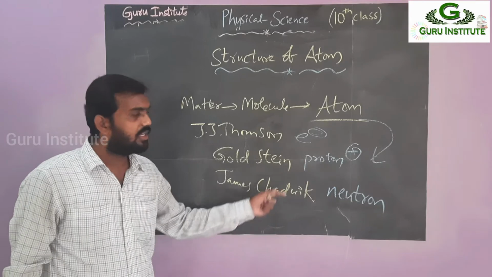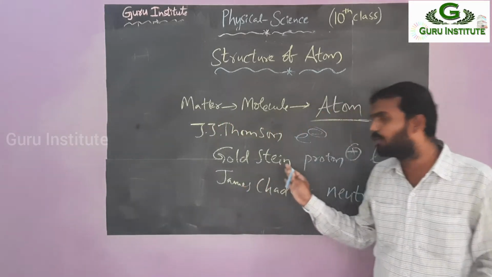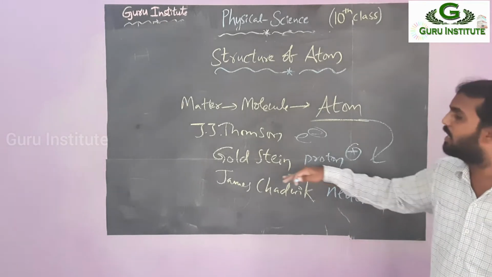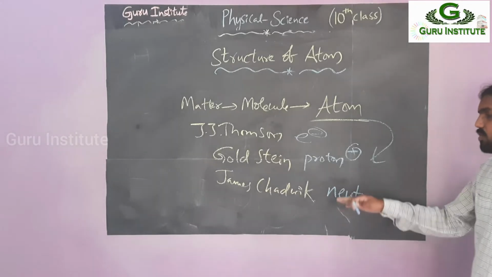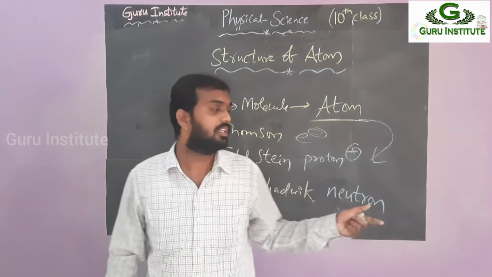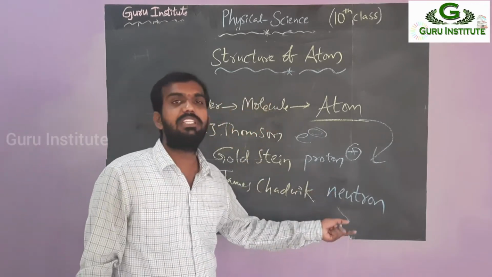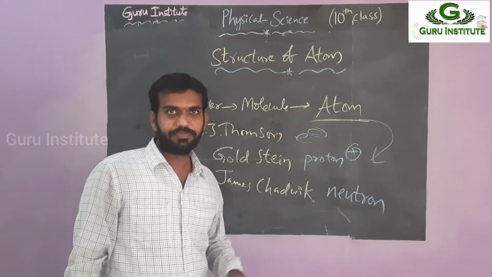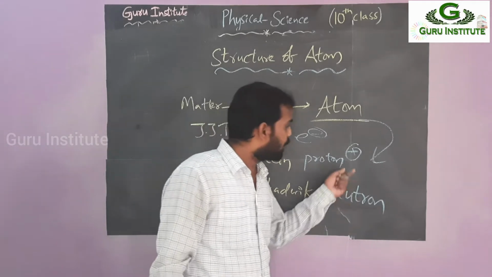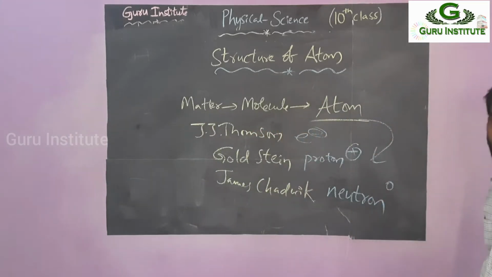So Thomson gave the electron. Then Rutherford gave the nucleus. In the nucleus, they did the experiment and found that some positively charged particles are there. Goldstein gave them the name proton. Then James Chadwick also did the experiment. He found that along with the protons, some are not responding to anything. So he called it a neutron. That means they are electrically neutral. So electron charge we take as -1, proton charge we take as +1, and neutron charge we take as 0, right?